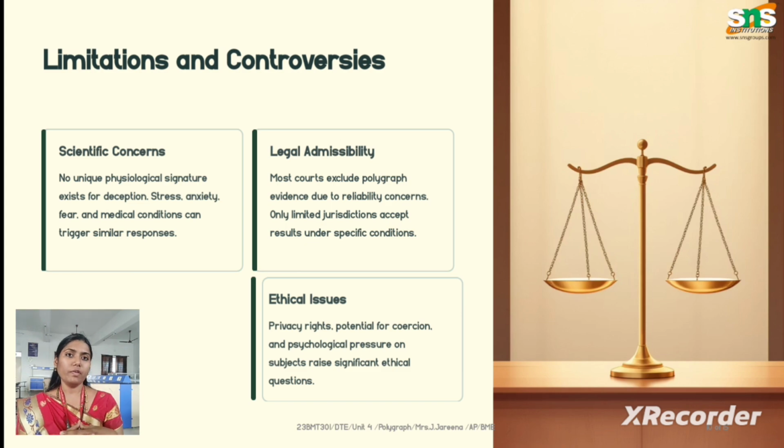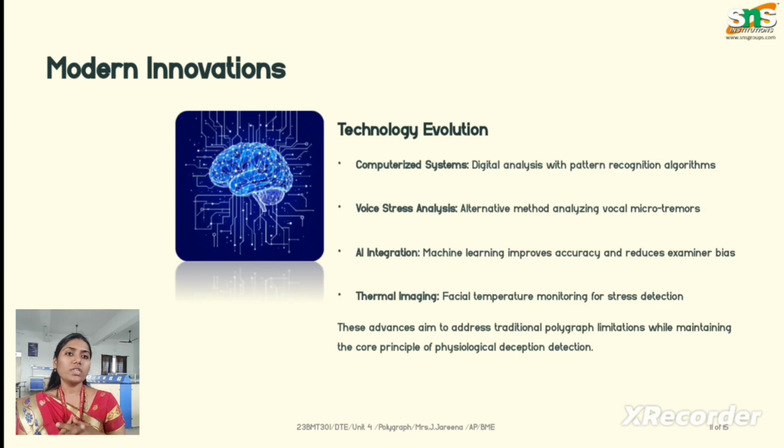So the modern innovation is that, as technology evolves, this more traditional polygraph device can be improved to some extent in terms of accuracy by integrating AI, or we can use voice stress analysis or a computerized system. Also we can use digital analysis carried out with the help of pattern recognition algorithms. By using any of these techniques, we can improve the traditional polygraph and address its limitations while maintaining the core principle of psychological and physiological deception detection.